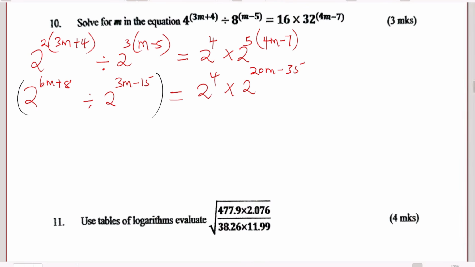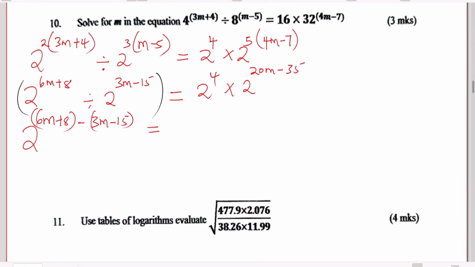So the bases are the same, we subtract the powers. So that will give 2 to the power (6m plus 8), the whole of that. It is very important to indicate the brackets there. You subtract the powers, so we subtract (3m minus 15). Very important to indicate the brackets there.